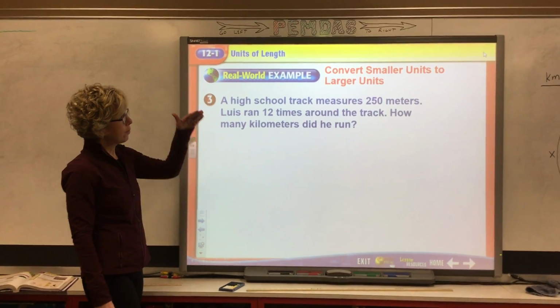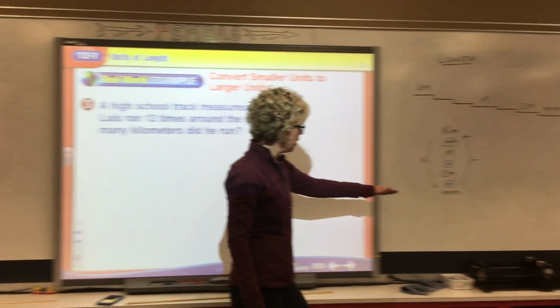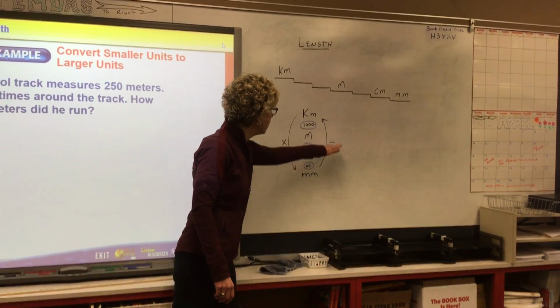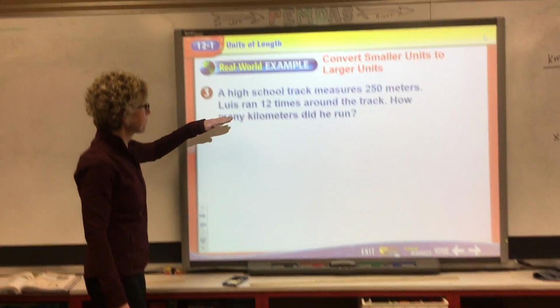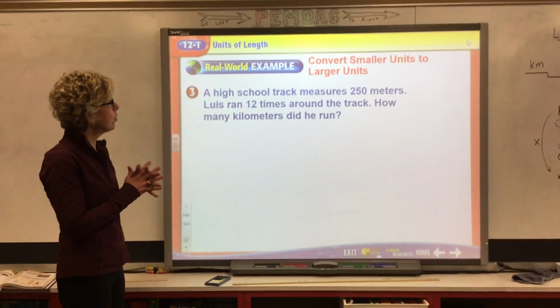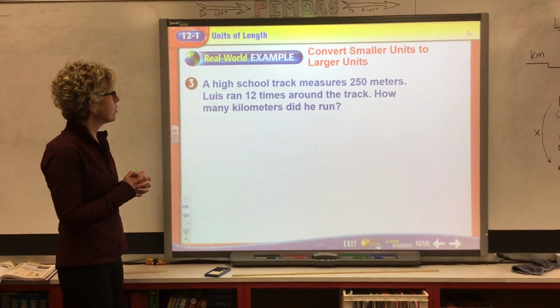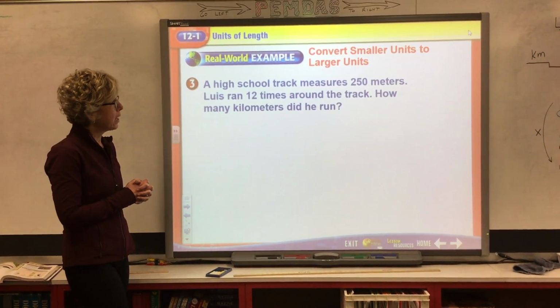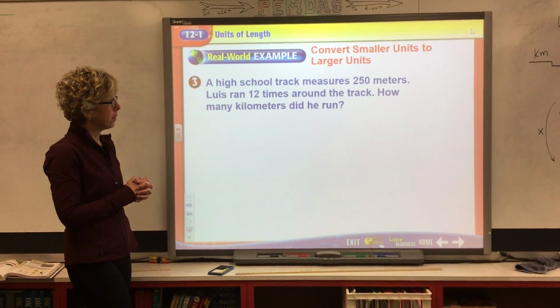Now, when we're going from smaller to larger, okay? Again, I love this visual. When we're going from smaller to larger, we know we have to divide, okay? So we have a high school track measures 250 meters. Lewis ran 12 times around the track. How many kilometers did he run?